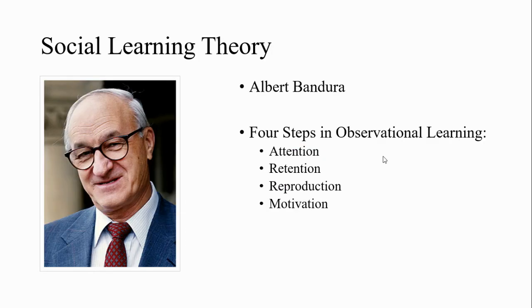Social learning theory is by Albert Bandura. He contributed to this. And it's 4 steps in observational learning, which is attention, retention, reproduction, and motivation. So attention is paying attention to a model. So we observe others how to color, so we try to copy them. Retention is remembering how the person was coloring and how we try to imitate their behavior.